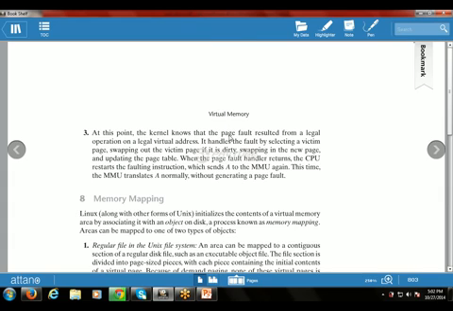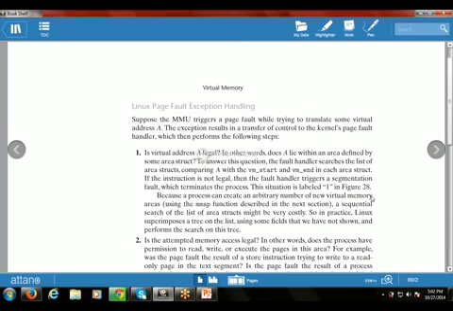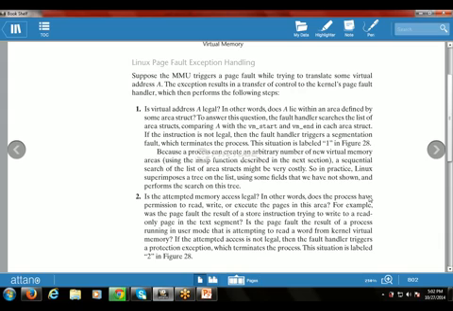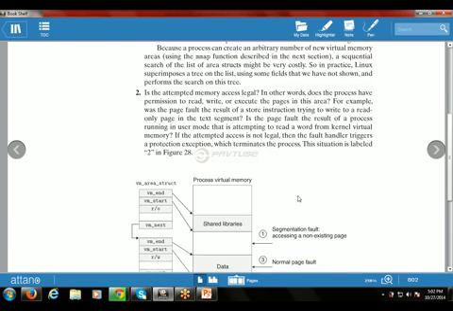At this point, the kernel knows that the page fault resulted from a legal operation on a legal virtual address. So first of all, check whether the virtual address is legal or not. Second, check whether the attempted memory access is legal or not. Whenever these two criteria are fulfilled, the page fault is handled by the exception handler. This is the way the exception handler accepts exceptions and fulfills the operations.